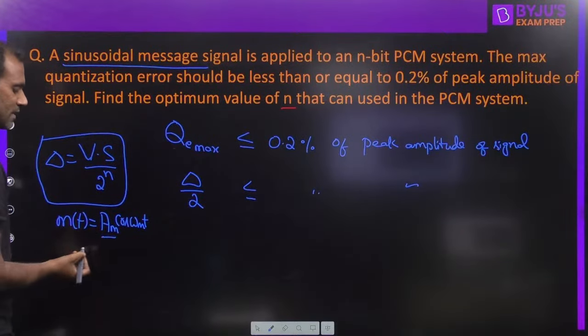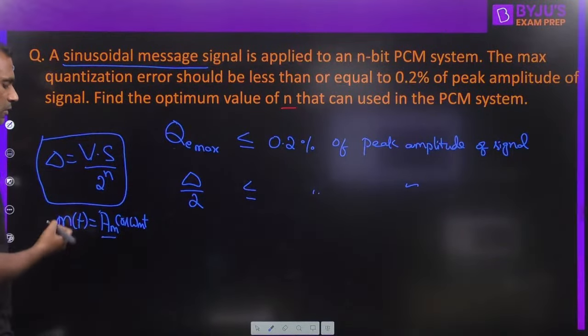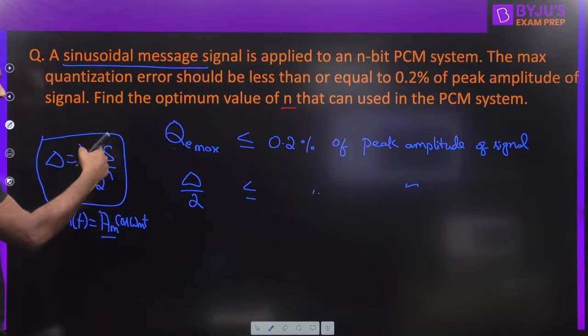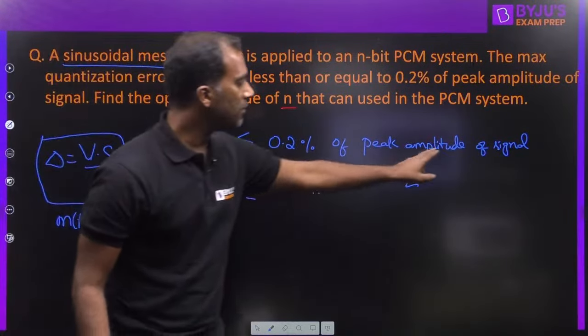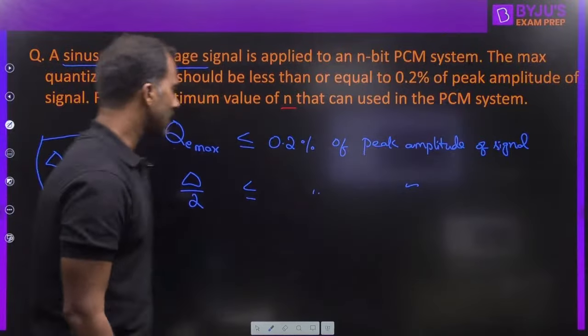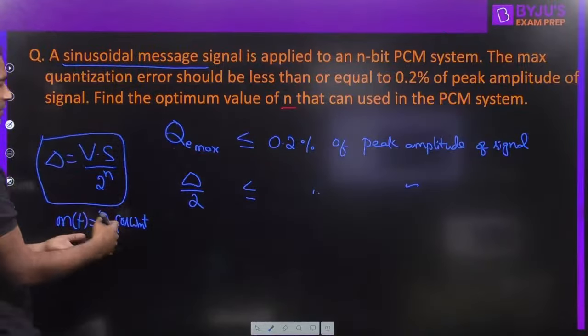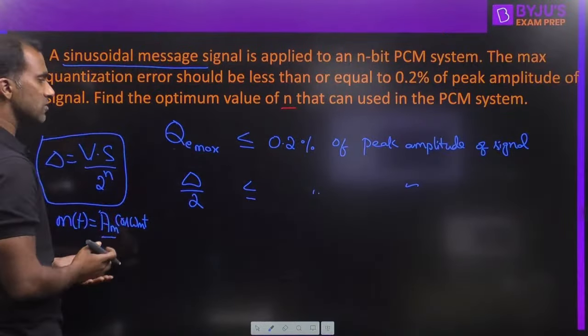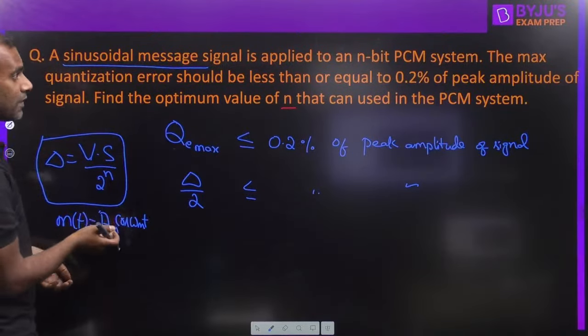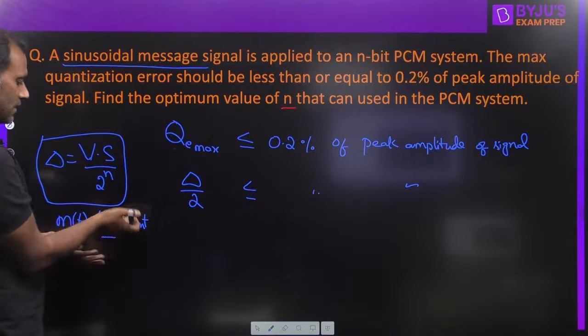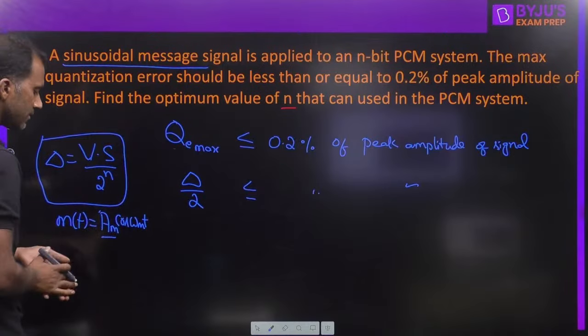The reason I'm assuming it this way is that we will assume some peak amplitude, so that we can get the voltage swing, and the peak amplitude of the signal is also being used here. So it's better to assume the signal equation, because they have anyway given it as a sinusoidal message. We don't know the frequency of the message, that's fine, that's why we have not written any frequency here, right?